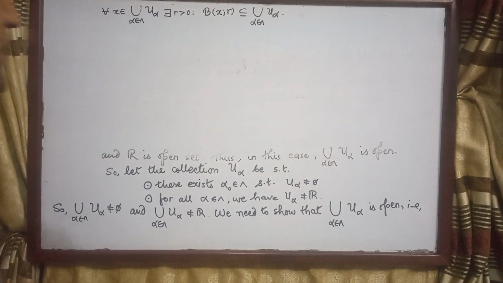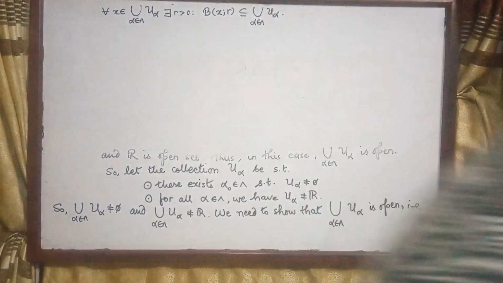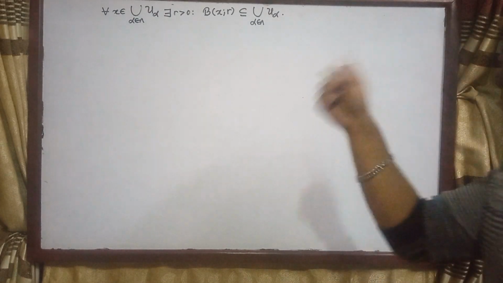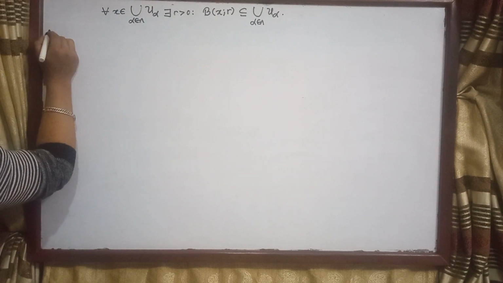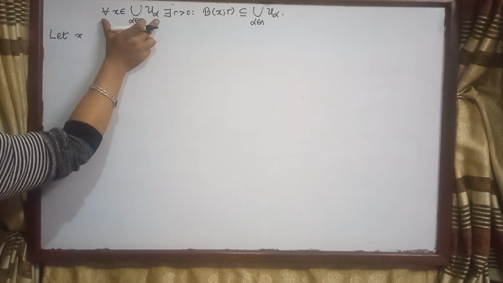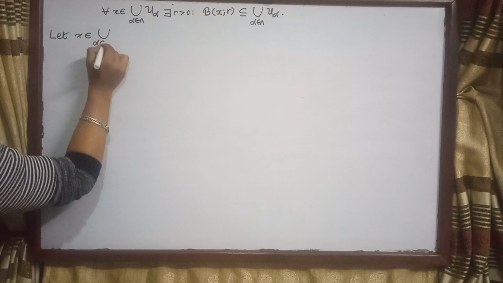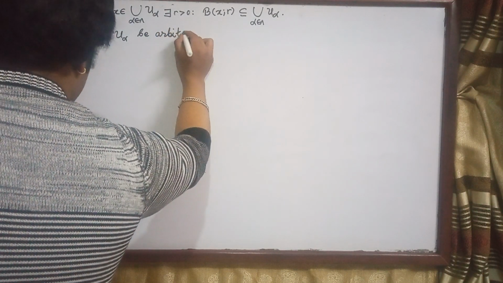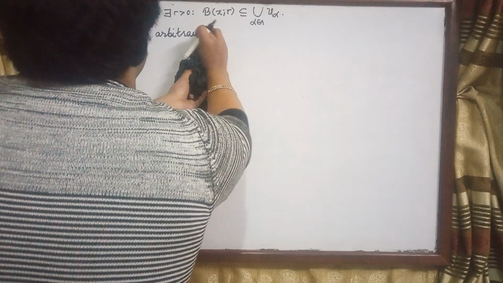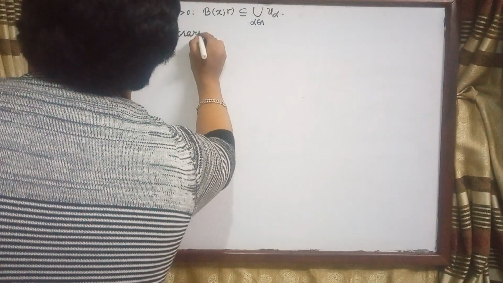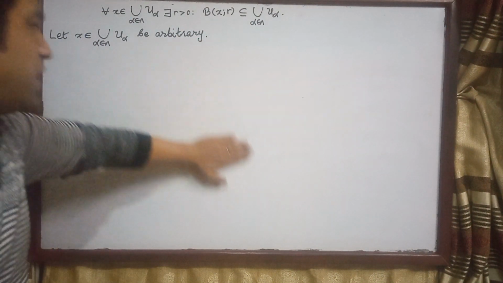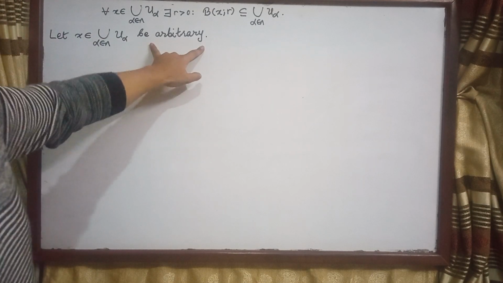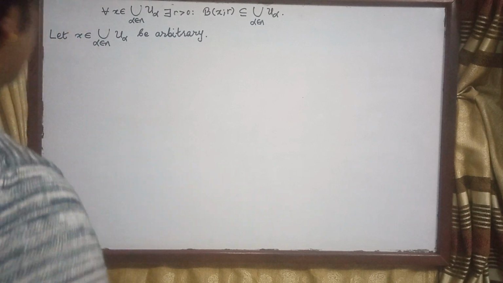Now just like in the previous case, in order to prove this statement, we need to take an x belonging to this union. Any x belonging to this union, arbitrary. Now we need to define some r. Definitely we need to define some r. We can do that anywhere in the proof. So basically we've taken x belonging to something like this. Now let's see what happens.